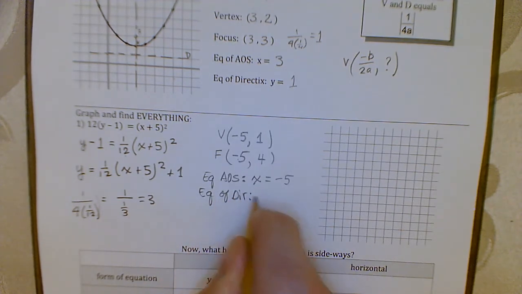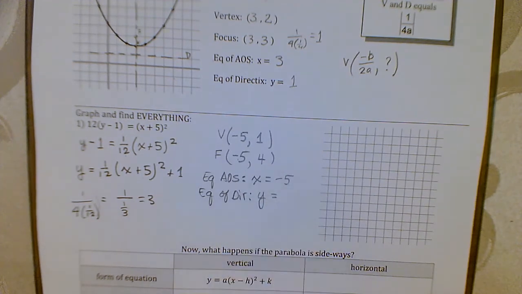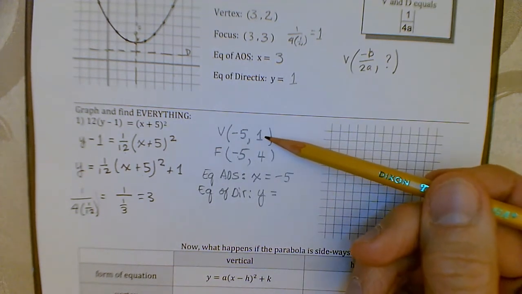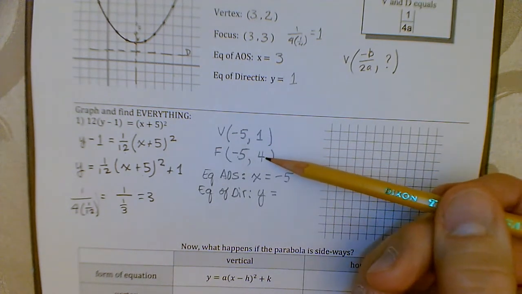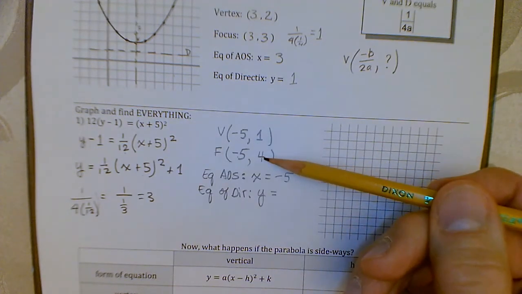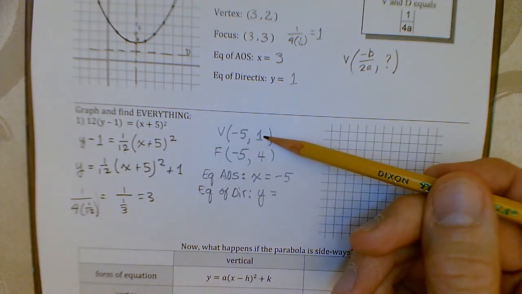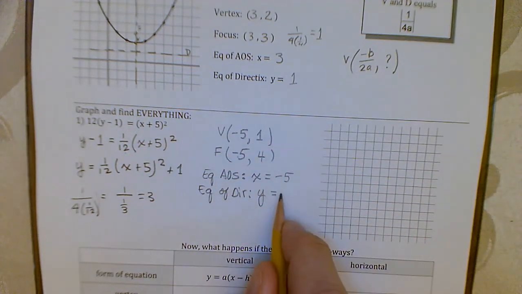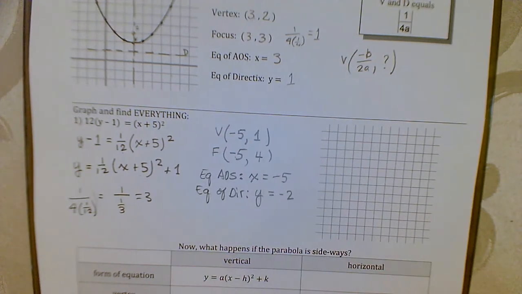And now the equation of the directrix. And so that's going to be y equals. It's horizontal, and it's 3 below the vertex, just like the focus was 3 units above the vertex. So now we're on the other side of the vertex, we're 3 below. So that should be an equation y equals -2. All right, so we want to graph this thing.